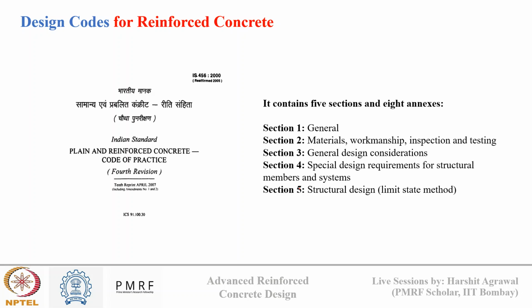Now, to ensure uniformity and safety in construction, we need a common language in design, and that's where design codes come into play. Okay, so this slide shows you IS 456, which is the fundamental code for reinforced concrete design in India, and it has five key sections and eight annexes. So first section is about general, second is about materials, workmanship, inspection, testing, then there's section three which talks about design considerations, section four which talks about special design requirements, and section five which talks about limit state method. Okay, so every structural engineer refers to this code for basic rules of reinforced concrete design and detailing.